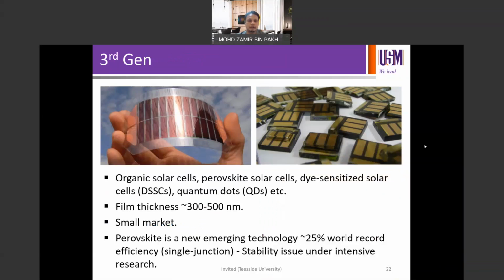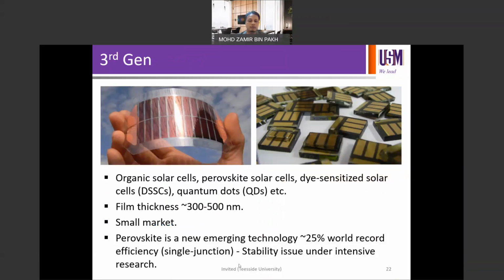Right, we also have third generation. Third generation is based on organic or perovskite solar cell, and also dye-sensitized solar cell. We may also use quantum dots in the solar cell. And usually the film thickness for this technology is 300 to 500 nanometer. So now it represents a small market, because we only have a couple of startups that just commercialized the technology.